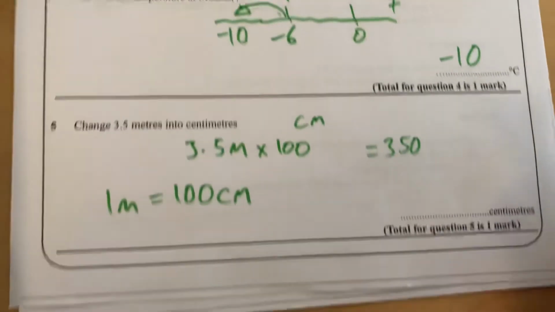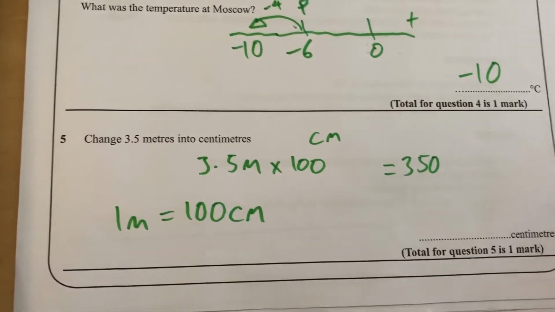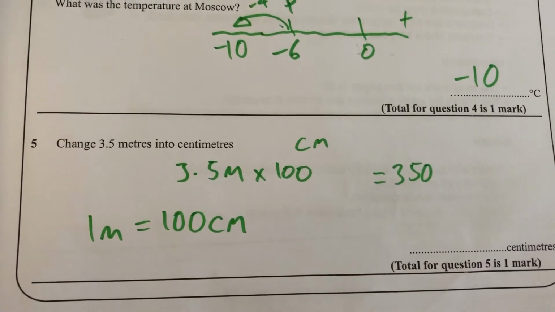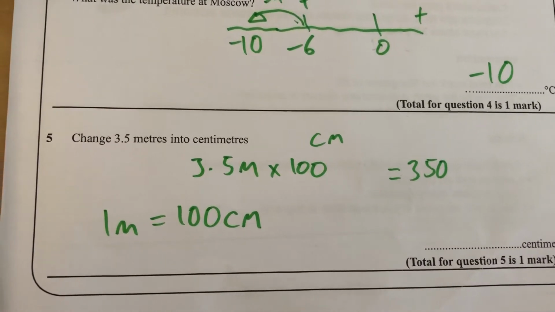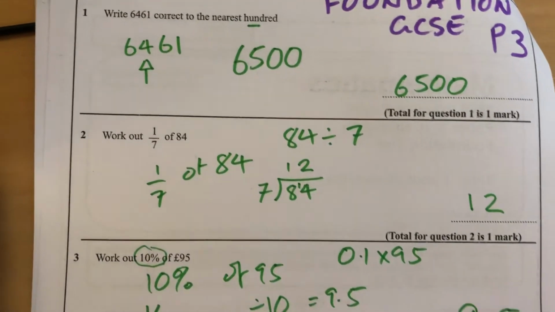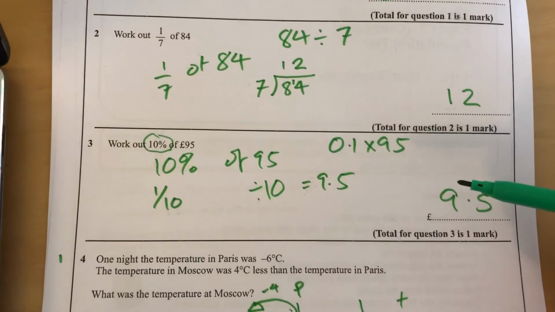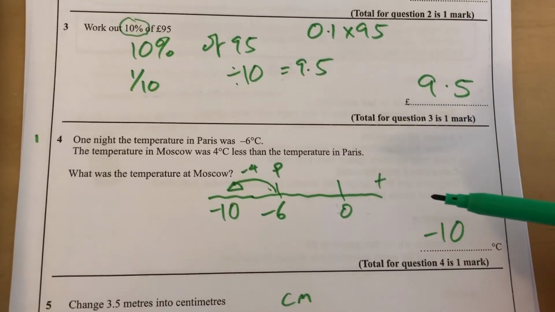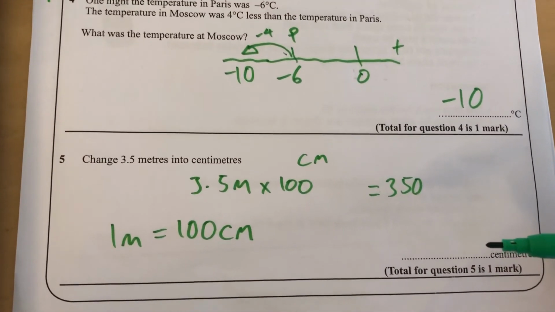So there we go. That should have given us 5 marks in under 5 minutes. Save yourself time for later in the paper when the questions might get more challenging. So we've done some rounding, some fractions, some percentages of amounts, some number line work, and some measurements.